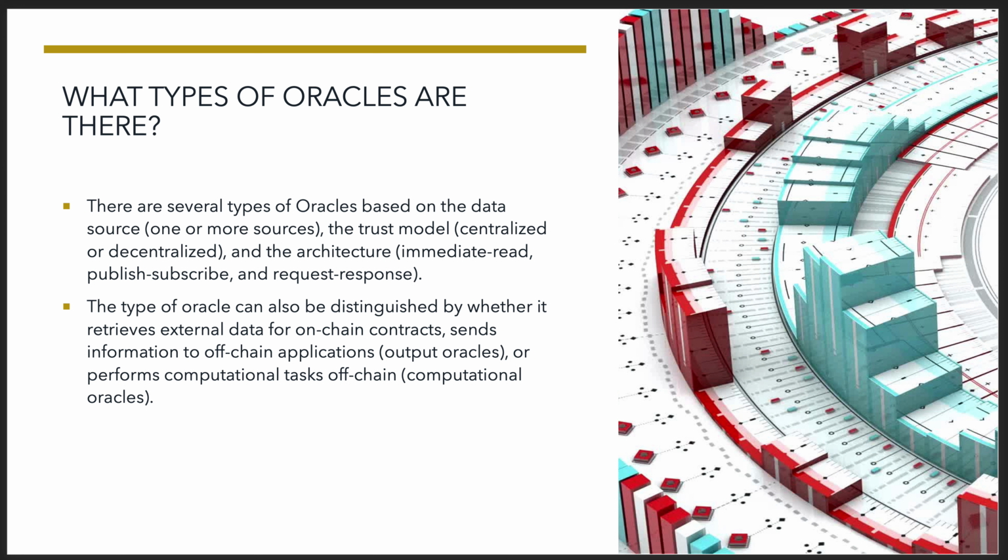And if you're building a contract, these are some pretty valid questions to be asking, especially if you're looking at spending money on someone that's doing a subscription model. How are they built? How are they set? And what protections do they have in place? Now, the type of oracle could be distinguished by whether it retrieves external data for on-chain contracts, sends information to off-chain applications, or performs computational tasks off-chain. And again, your goal here with your contract is to try to make it run as efficiently as possible. And sometimes taking some of your computational tasks off-chain makes an awful lot of sense.